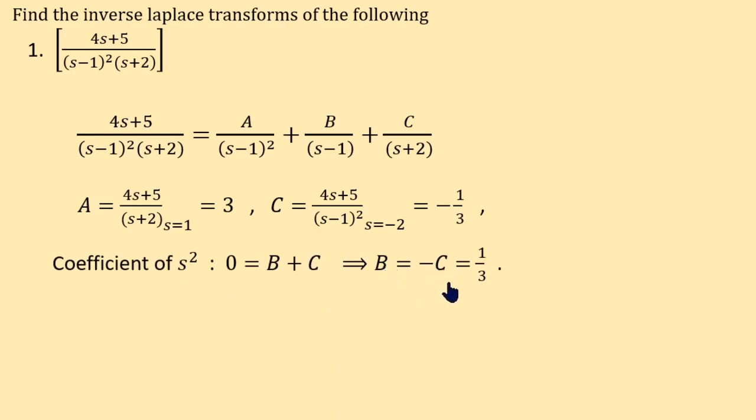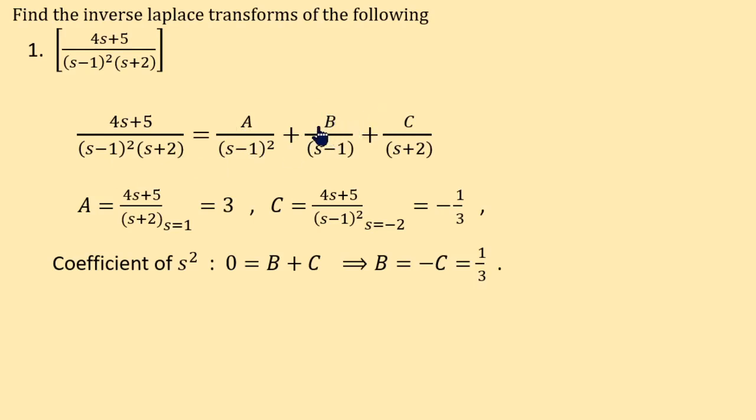So b equal to minus c, and hence b value is 1 by 3. Once again I repeat this. See, if you multiply throughout by (s minus 1) whole square into (s plus 2), here a into (s plus 2), that means degree 1 term, b into (s minus 1) into (s plus 2).